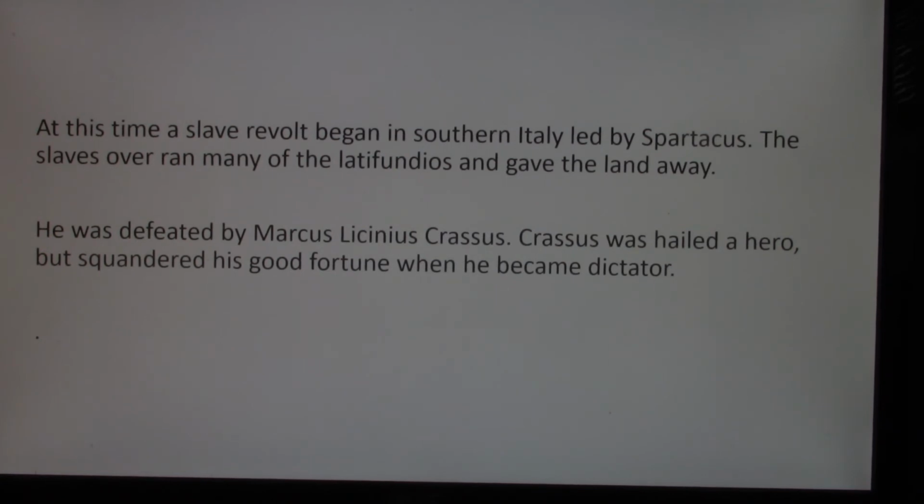In the end, though, Marcus Crassus is going to take his legions, and he's going to defeat Spartacus just outside of Rome. Spartacus and all of his men will be crucified along the road to Rome, and for his efforts, Crassus will be announced dictator. Now, this video here talks a great deal about Crassus and Spartacus and the revolt that he put down.